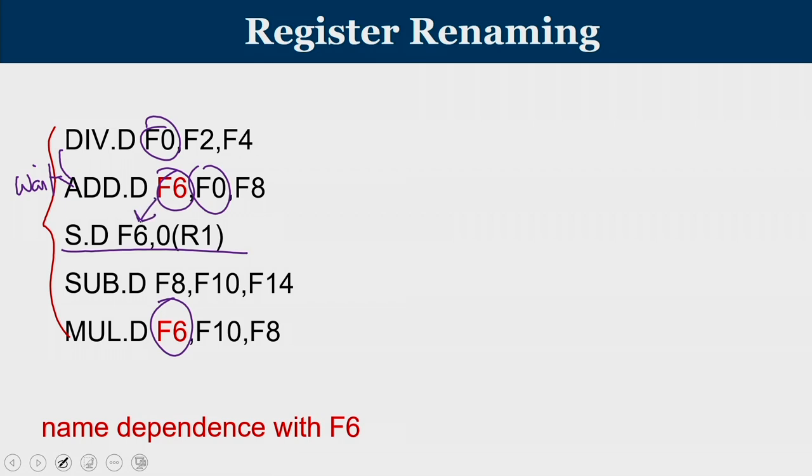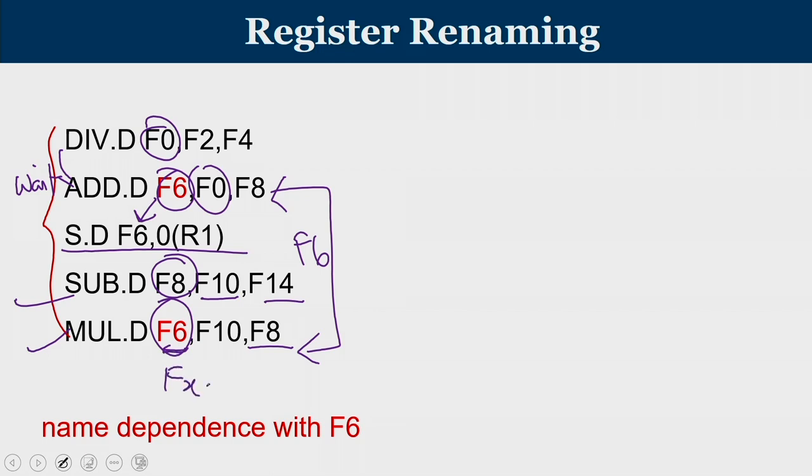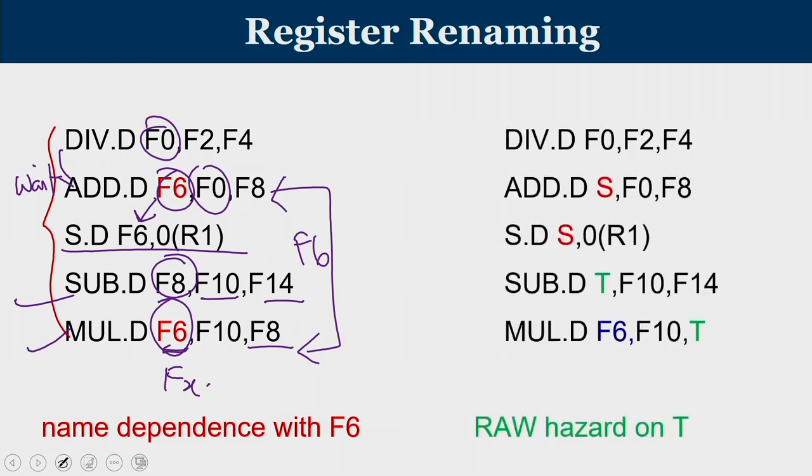Now the subtraction operation is going to work. F10 and F14 are the operands and F8 is the result. As and when F8 is available, multiplication is going to write into F6. So here F6 is the problem. The add and multiplication are going to operate on F6. It's only a name dependency. Had this F6 been replaced with some FX, then there is no issue like a WAW hazard here.